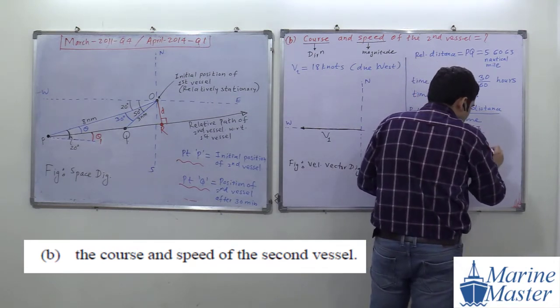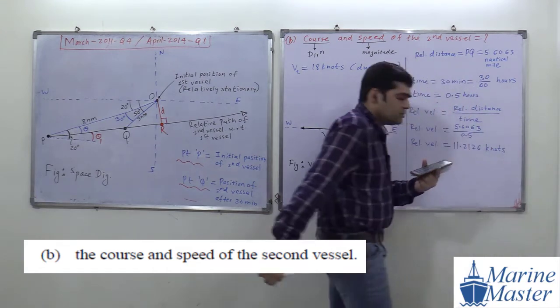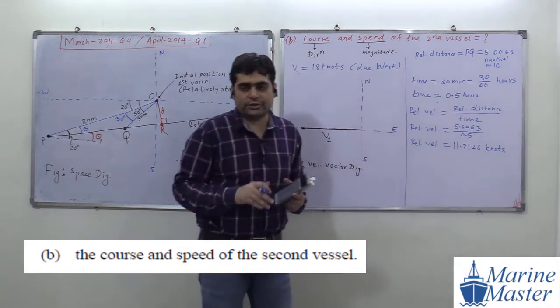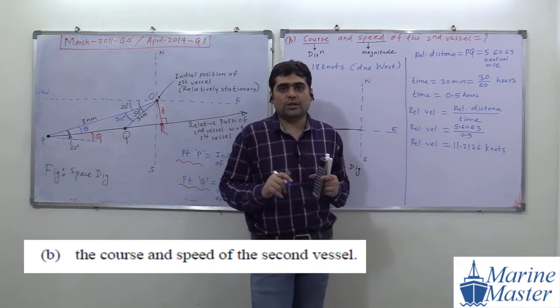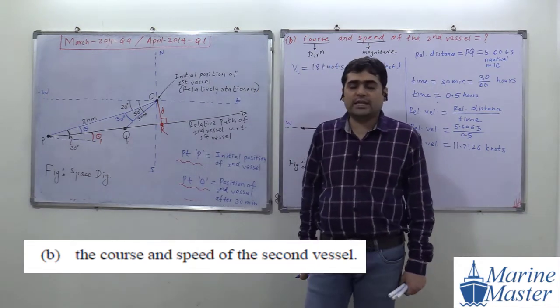11.2126 knots. So we got the value of the magnitude of relative velocity. Now the next thing is the direction. What will be the direction of relative velocity here, guys?